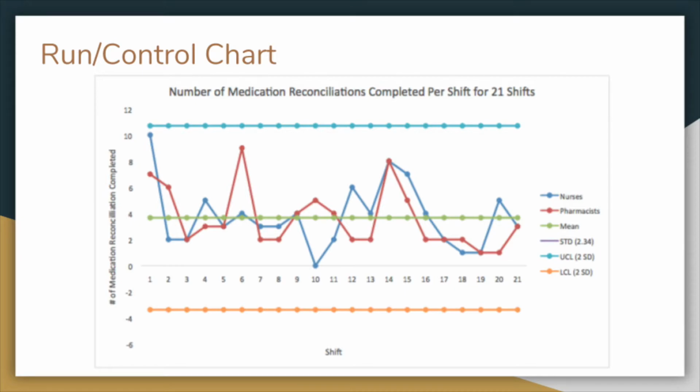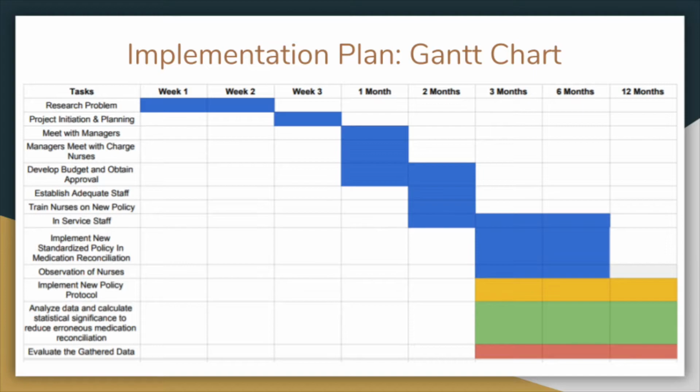This run control chart helped identify several ingredients of change that can improve the process of medication reconciliation during a hospital shift. The Gantt chart was used to illustrate our timeline of our project schedule. It shows the starting and finishing time of each element. The schedule was modified based on clinical setting.